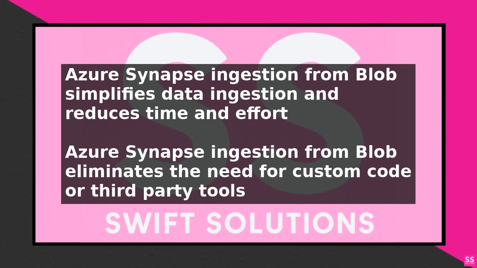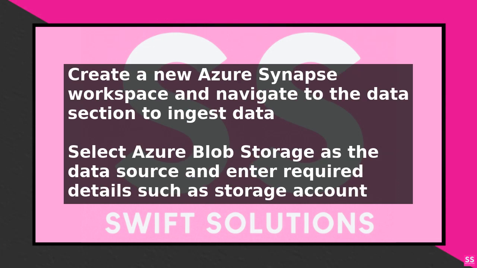To set up Azure Synapse Ingestion from Blob, follow these steps. Create a new Azure Synapse workspace and navigate to the Data section. Click on the Ingest Data button and select Azure Blob Storage as the data source. Enter the required details such as the storage account name and container name and select the files you want to ingest.